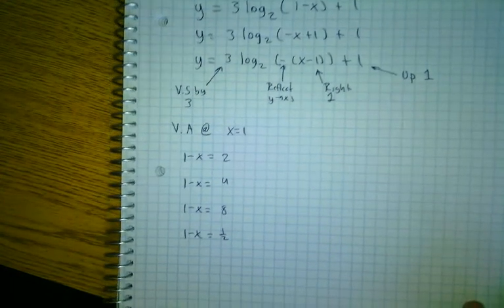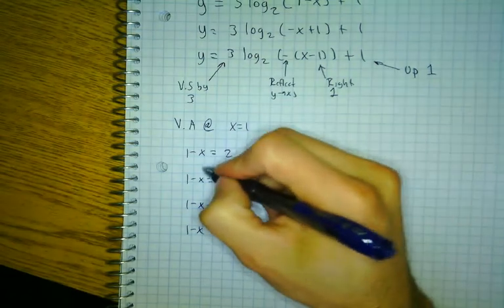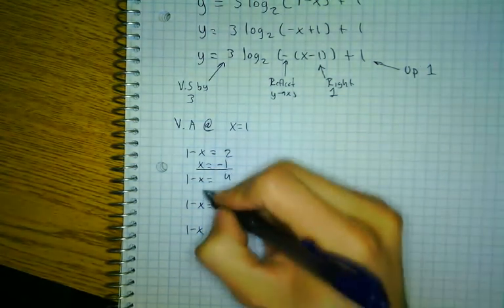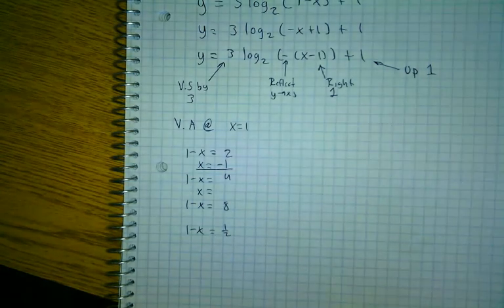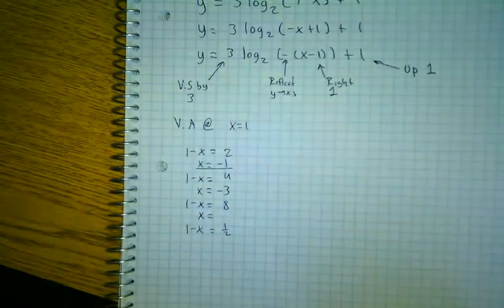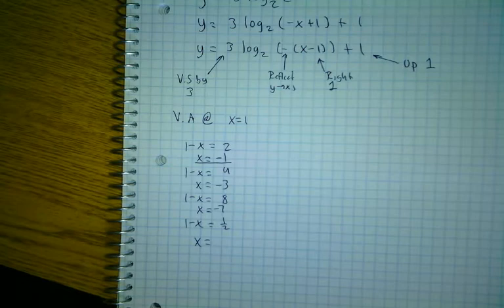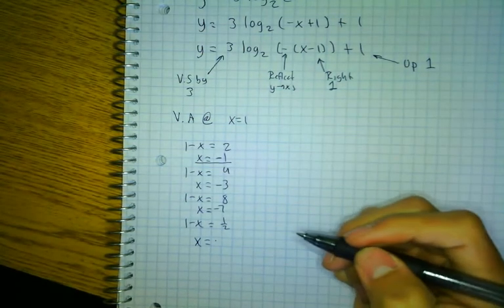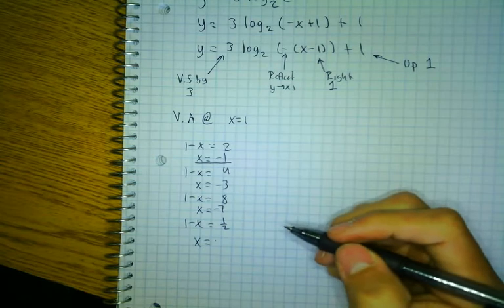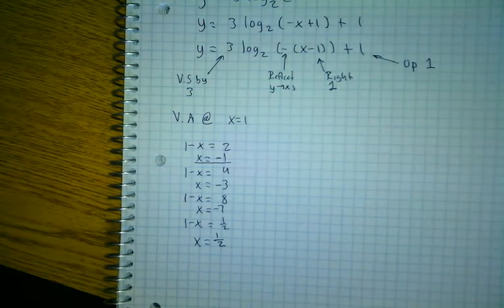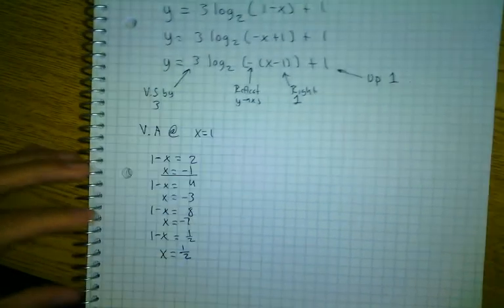Cool? All right, so let's figure out our x values, which means for the first one, x would equal negative 1. Very good. For the second one, x would equal negative 3. For the third one, x would equal negative 7. And for the last one, x would equal negative 1/2. No. Is it? It's positive 1/2. Yes? Cool? Yeah, because 1 minus 1/2 would give you 1/2. Cool? All right, are we good so far? Okay, so now I'm going to start graphing this.